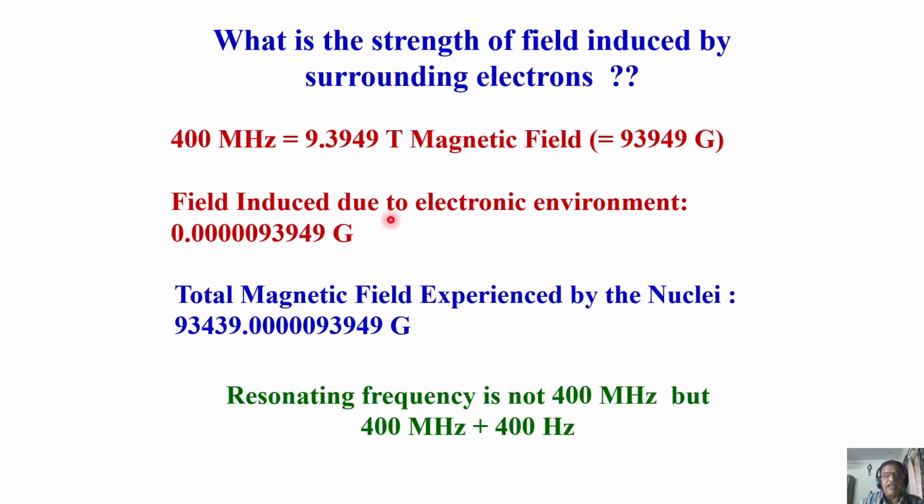The resonating frequency is now not just 400 megahertz. It is 400 megahertz plus 400 hertz. You see, this you can calculate. For this magnetic field, what is the resonating frequency? You can calculate it is 400 hertz. For this magnetic field, it is 400 megahertz. For the total magnetic field of 93439 plus this value, the resonating frequency is not 400 megahertz but 400 megahertz plus 400 hertz. You understand?